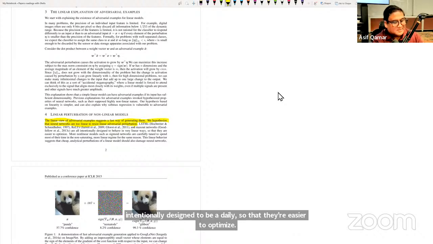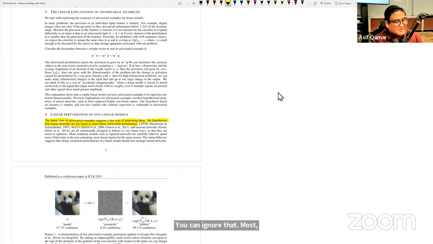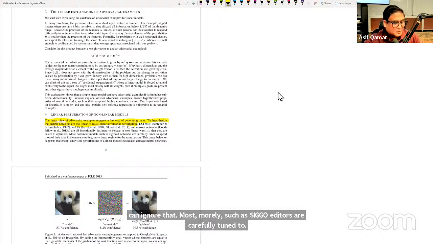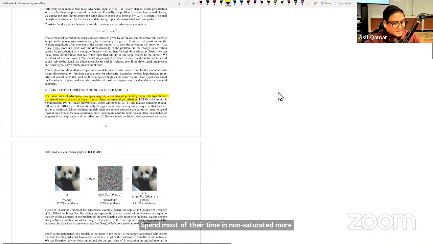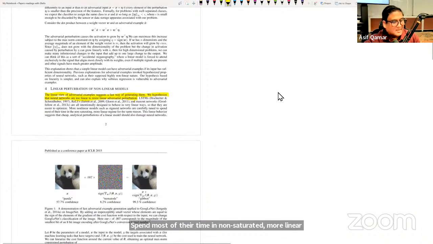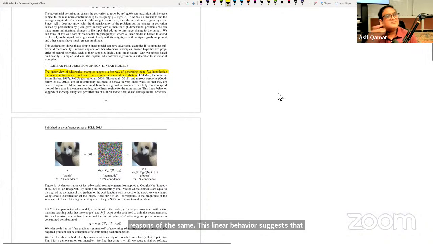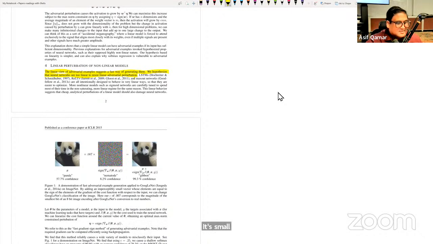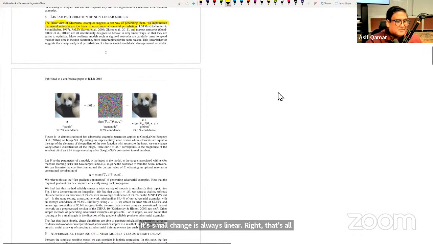Models such as sigmoid networks are carefully tuned to spend most of their time in non-saturated, more linear regions. This linear behavior suggests that cheap analytical perturbation of a linear model should damage it. So he's saying that whether you use sigmoids, the non-linear activations, or explicitly linear activations, small changes are always linear effects. That's all he's saying. You see, the idea was literally that, basic calculus.